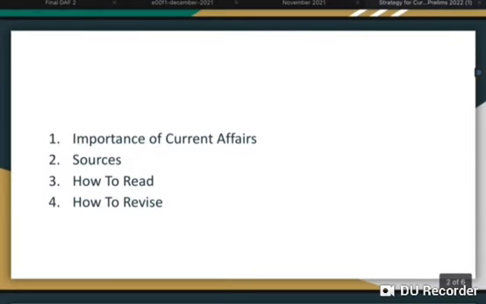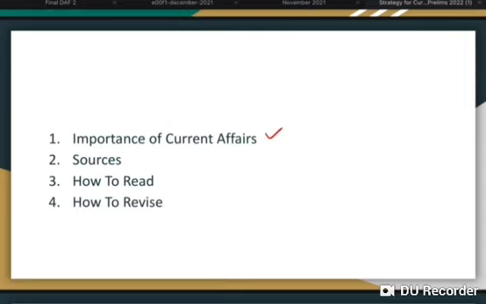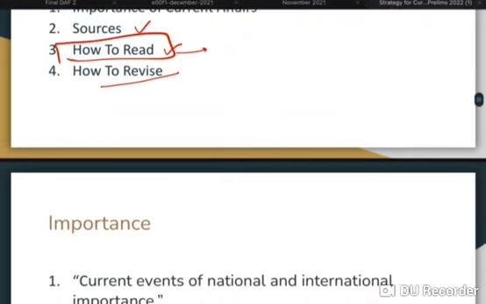This video is divided roughly in 4 parts. First is the importance of current affairs. Second is what should be the sources for current affairs. Third is how to read current affairs. And fourth is how to revise. Now how to read is the most important part, because current affairs books are very bulky and we'll see in the slides how to read this.